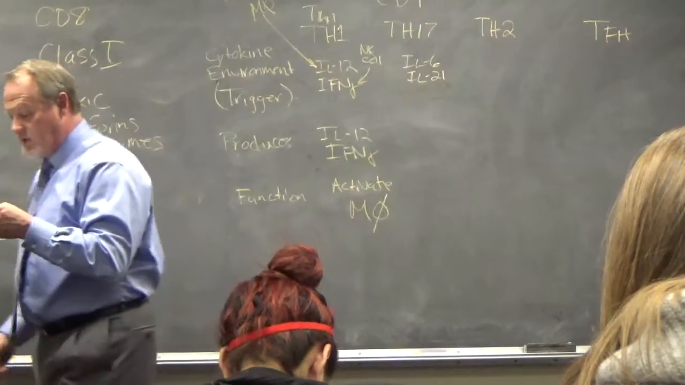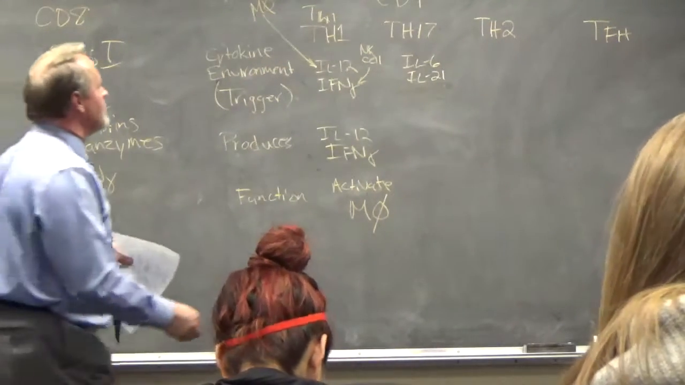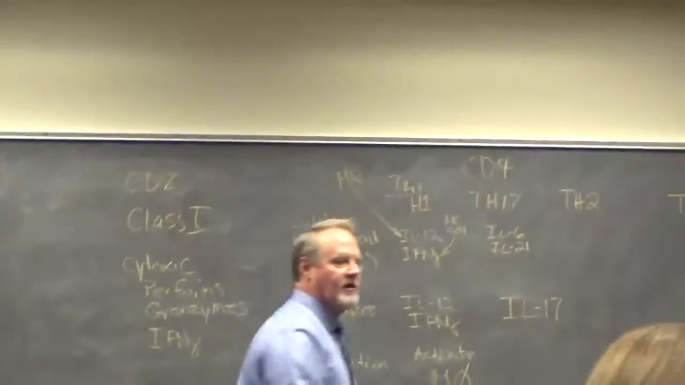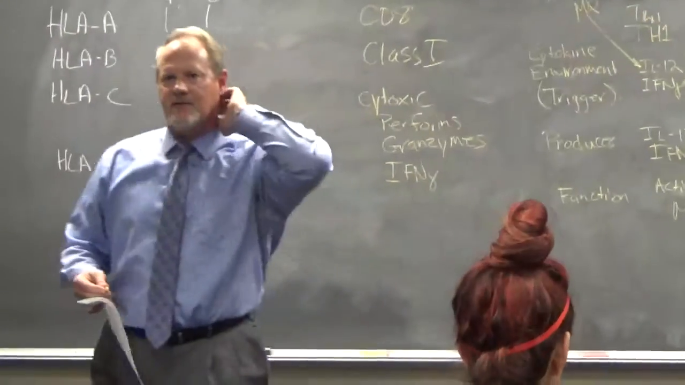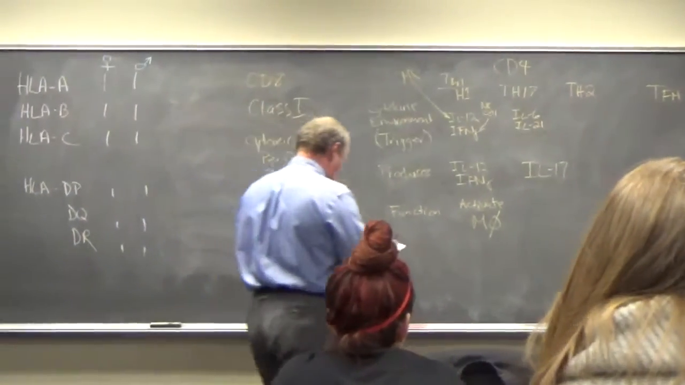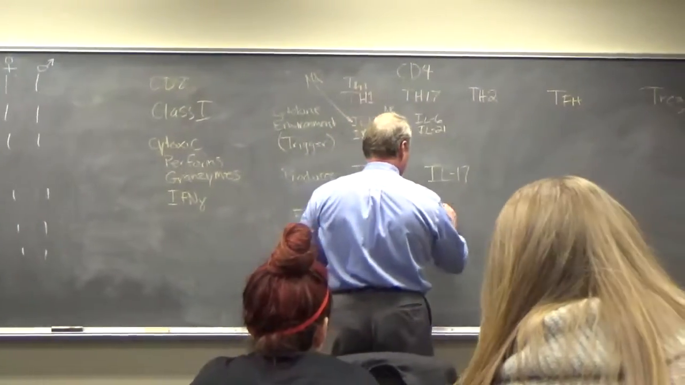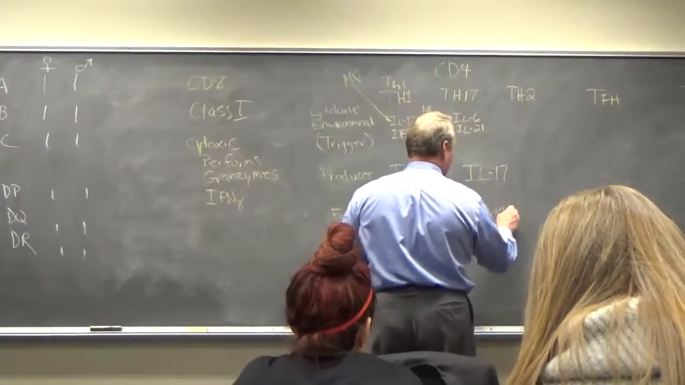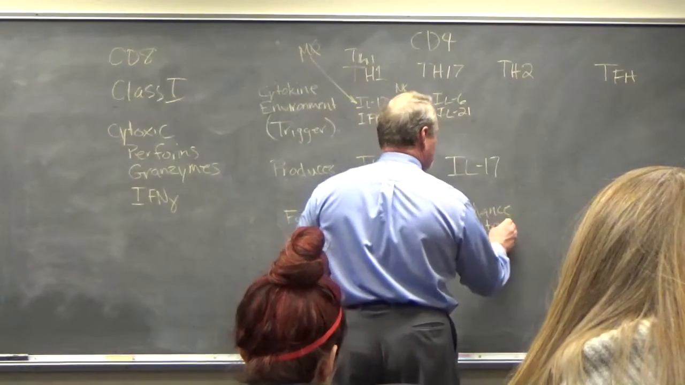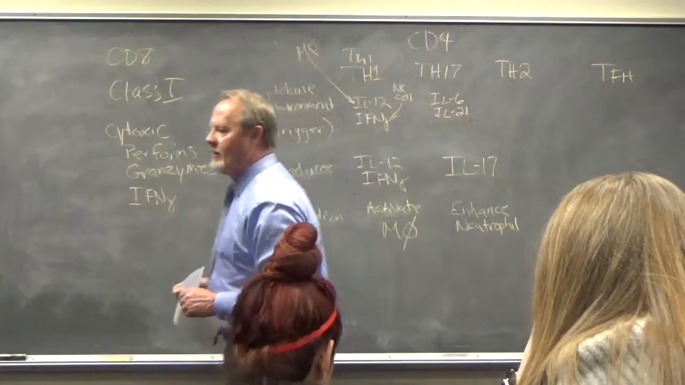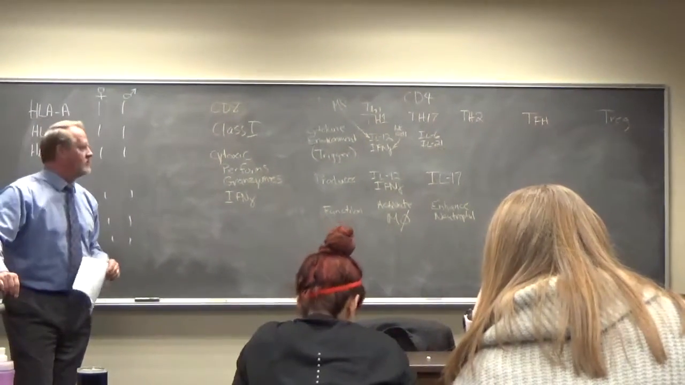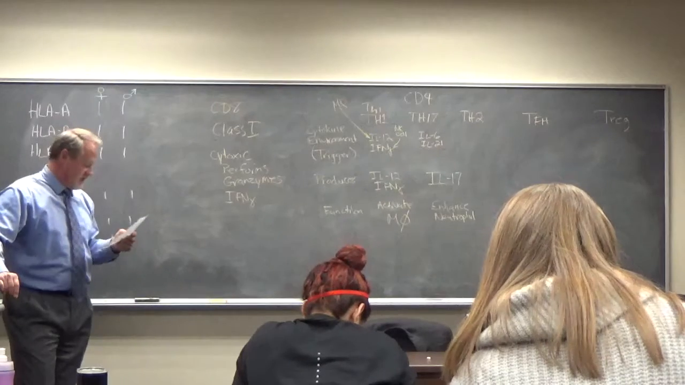IL-6 and IL-21. Then this one, what it does is it produces IL-17. That's the predominant thing that it produces, and that's why it's called the T helper 17. IL-17 recruits and enhances neutrophil responses. And so it's going to be very pro-inflammatory, and it's causing the neutrophils to go and cause more damage.